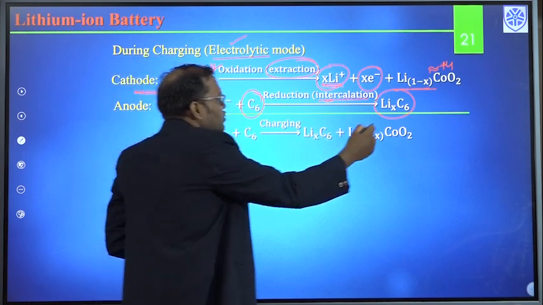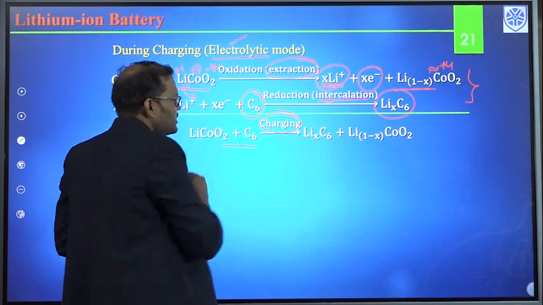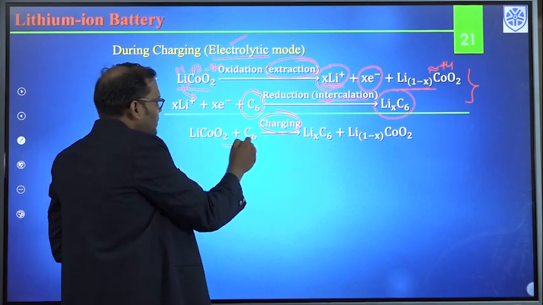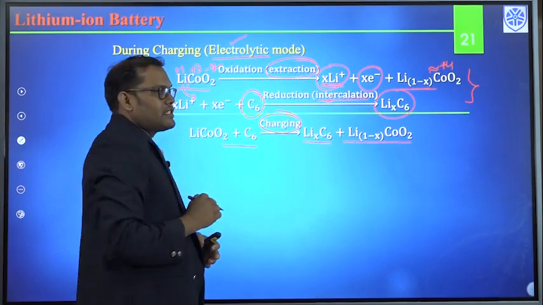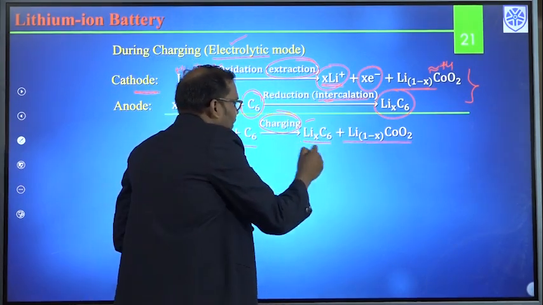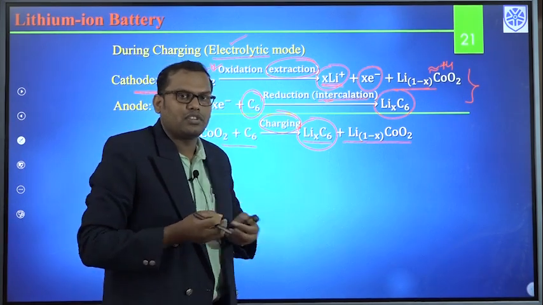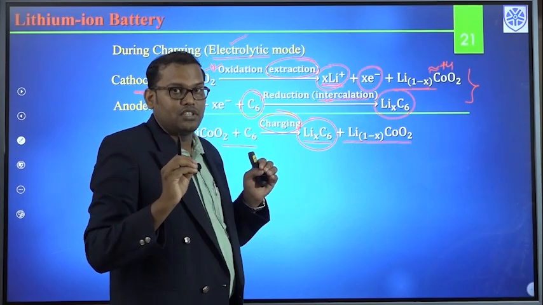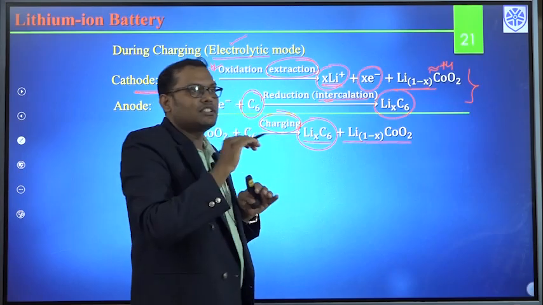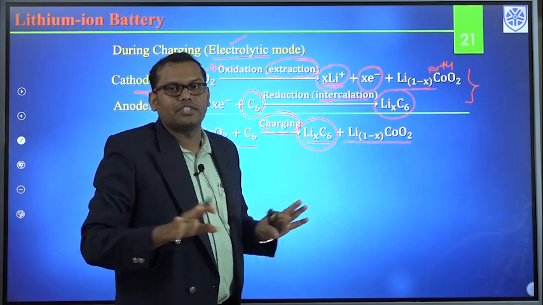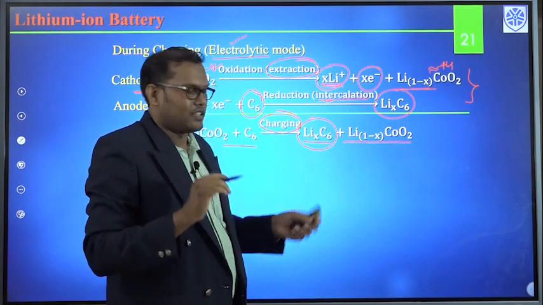Then these are like two half-cell reactions, and you get a net cell reaction during the charging process. So LiCoO2 plus C6 gives LixC6 and Li1-xCoO2. This is lithium intercalated graphite. This is what happens during charging. Once your battery is fully charged, lithium is intercalated inside the graphite and it stores the energy. That is the charged state of the battery.